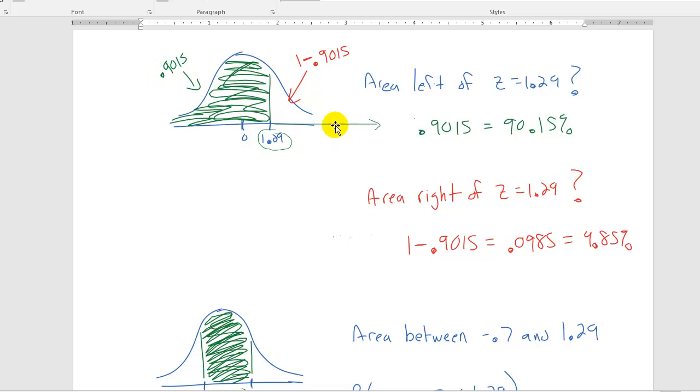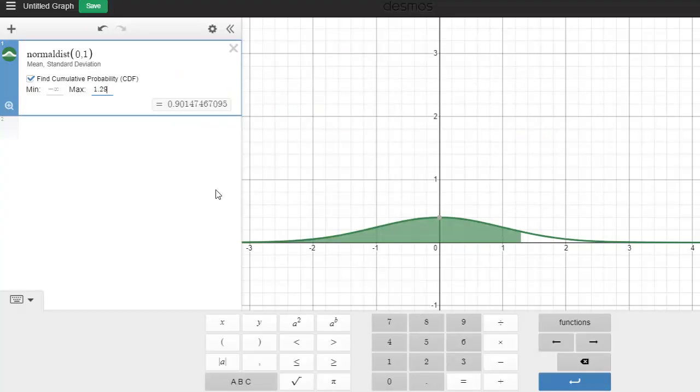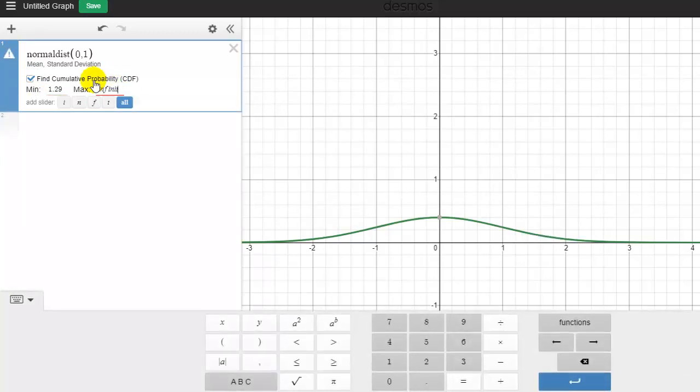Now, if I wanted to find the area to the right, using a table, we find 0.9015, and then we do 1 minus that to get the area to the right. We would get 0.0985. What I can do in Desmos is I can use 1.29 as my left bound, and I can go all the way out to infinity. So I could do 1.29, and then I can just start to type the word infinity. And you'll see it'll convert to that symbol, and there is that cumulative value.